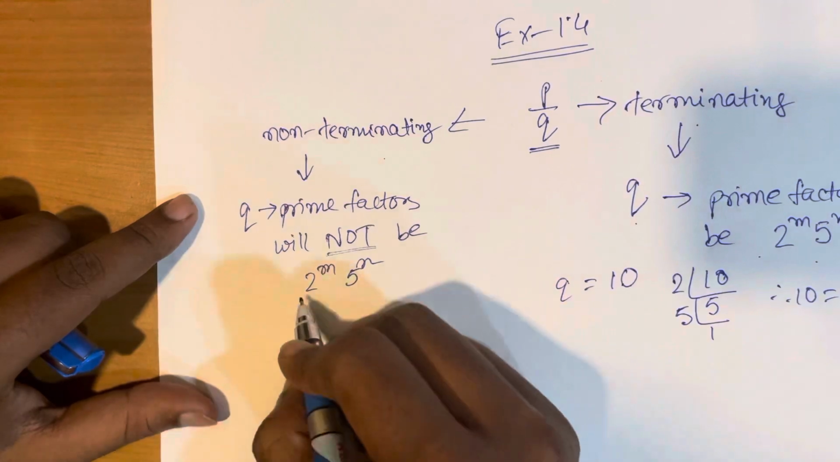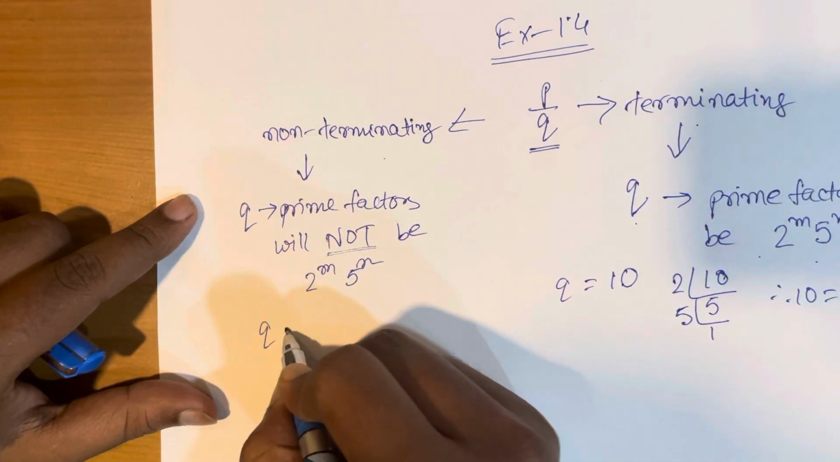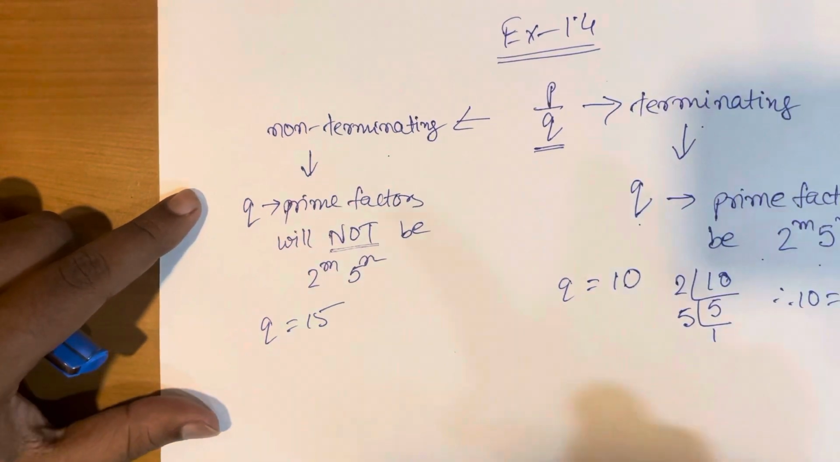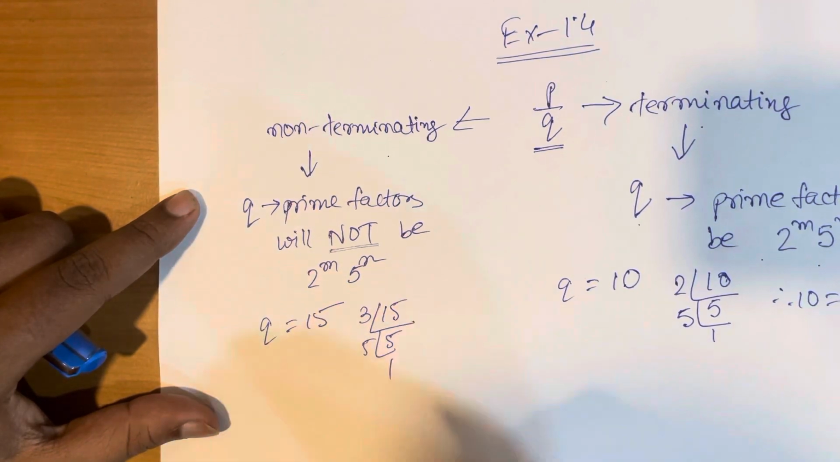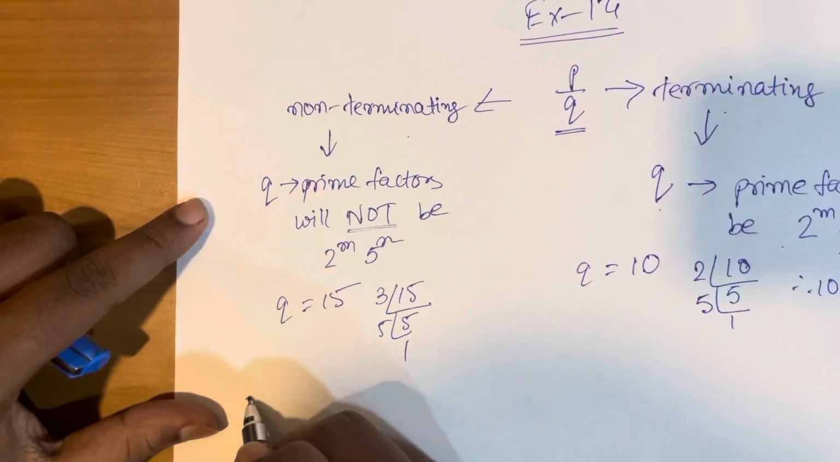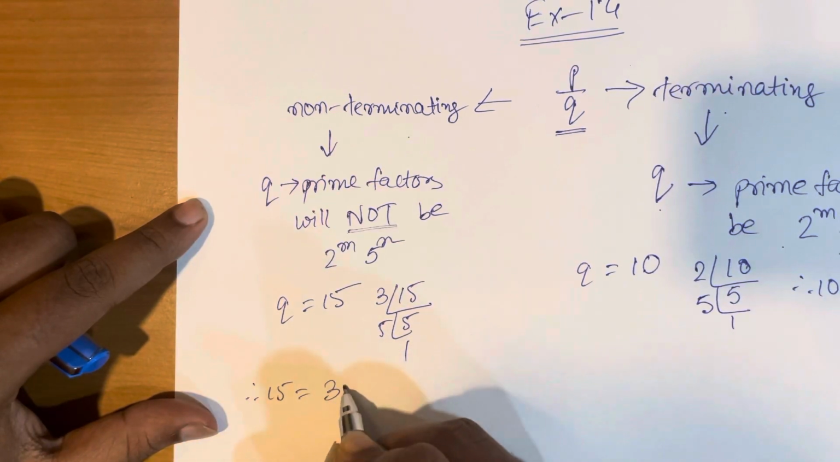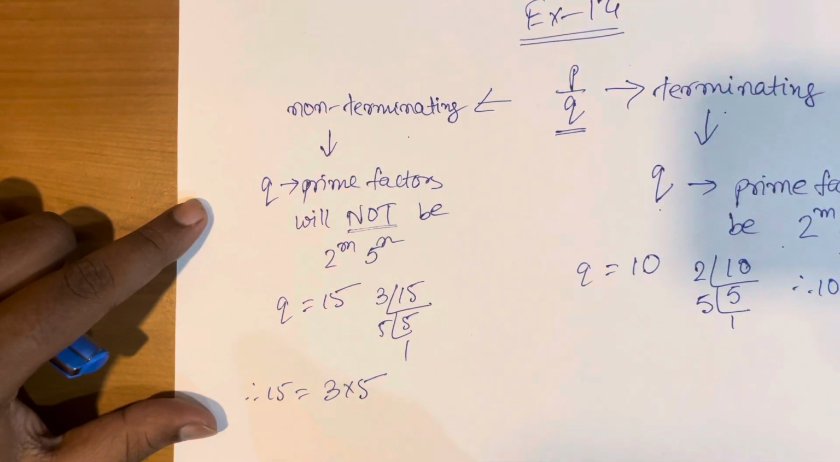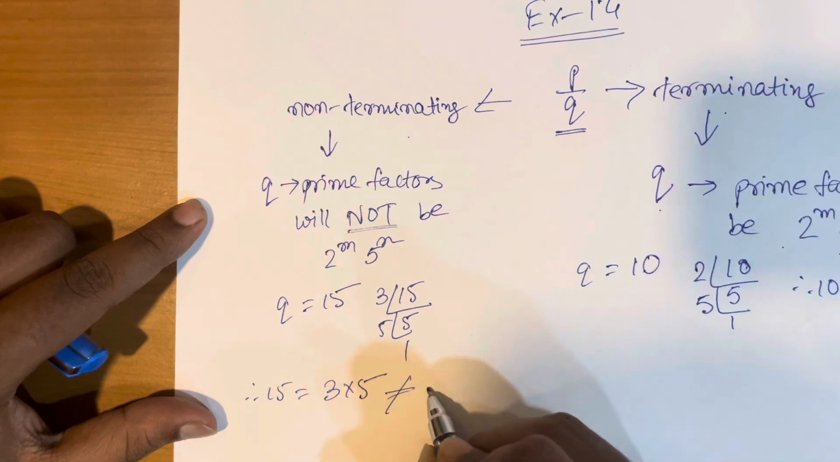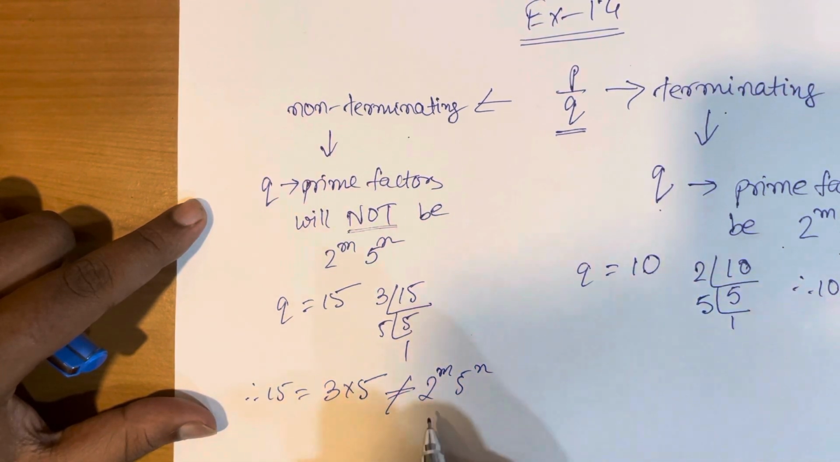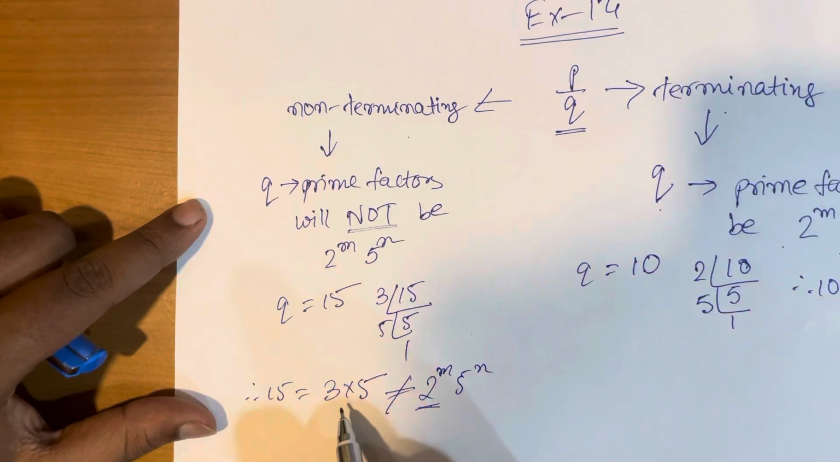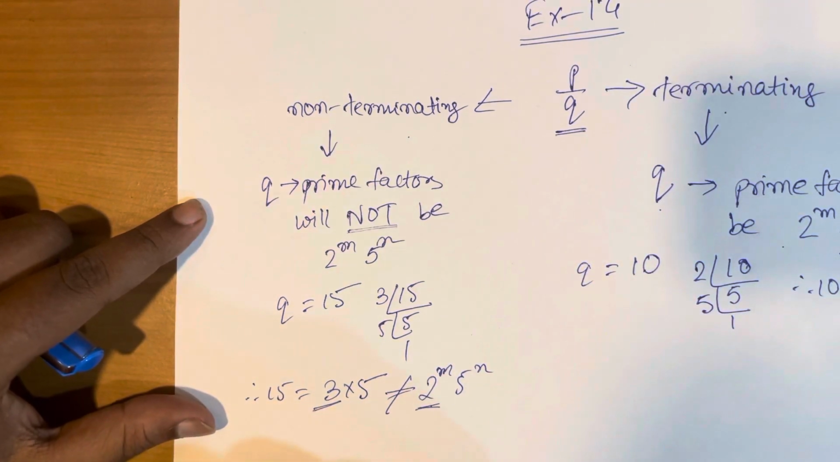For example, let us take the case of if q is equal to 15. So if you factorize 15, you get 3, 5, 5, 1. So therefore 15 can be written as 3 into 5. So it is not equal to 2 to the power m into 5 to the power n, because we don't have 2, and in addition to that we have one extra factor, that is 3.